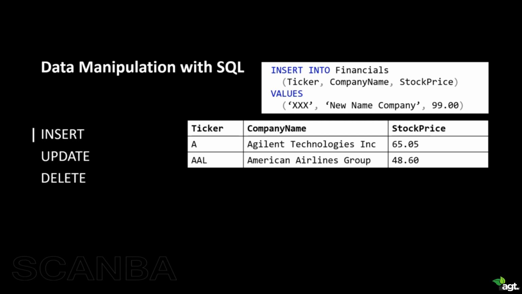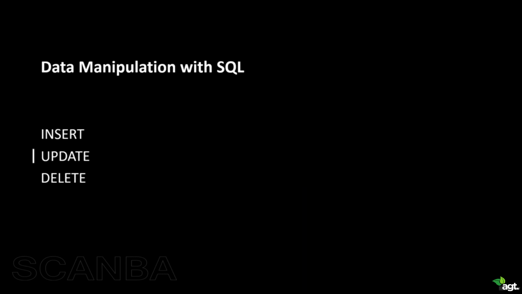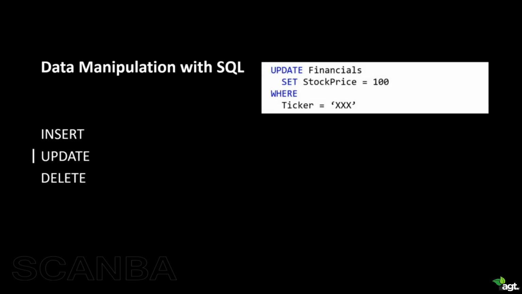A simple insert command puts one row into a table. The update command is used to change data that is already in a table. The update command includes the name of the table to update, the columns that will be updated, and the new values that will be assigned and, optionally, a where clause that filters which rows will be updated.